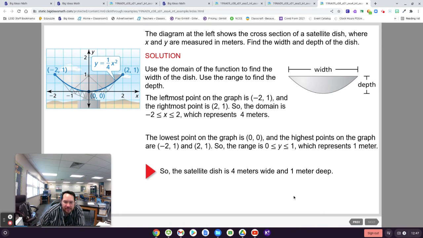So you will have some real life examples, but all of them are going to use a standard f of x equals ax squared form.